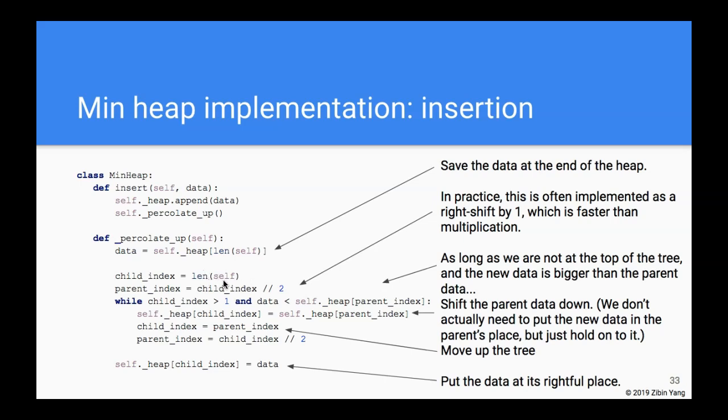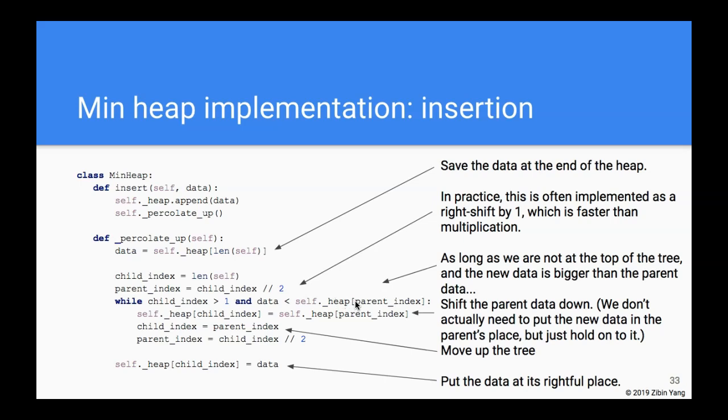That's why it's length of self, the last element in the array. And then the parent, as we talked about previously, is the child index integer divided by 2. Now, I just want to point out that in practice, integer division by 2 is often implemented as a right shift by 1, because it's faster than multiplication. I'm not doing that here just for readability reasons.